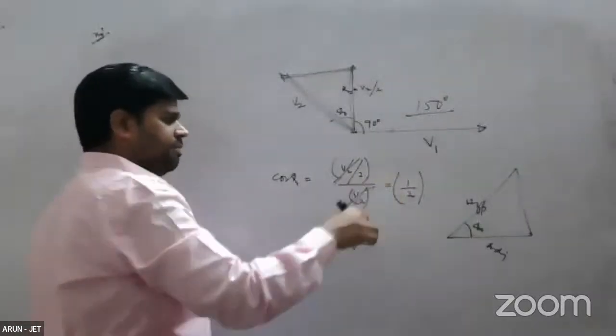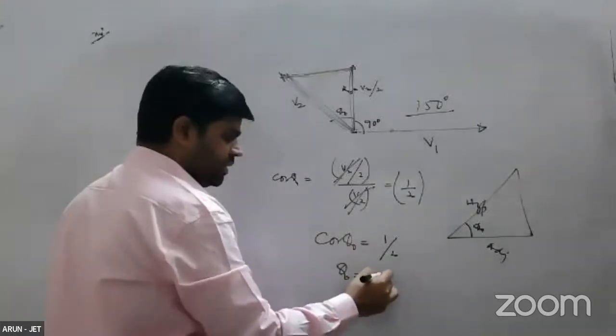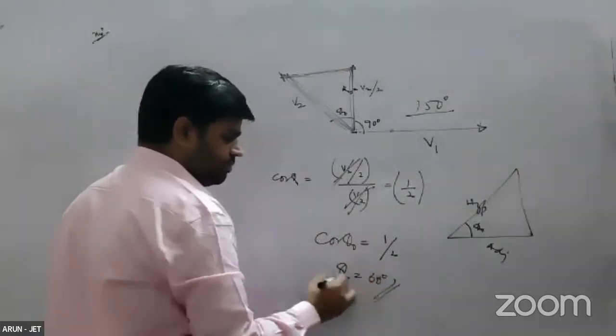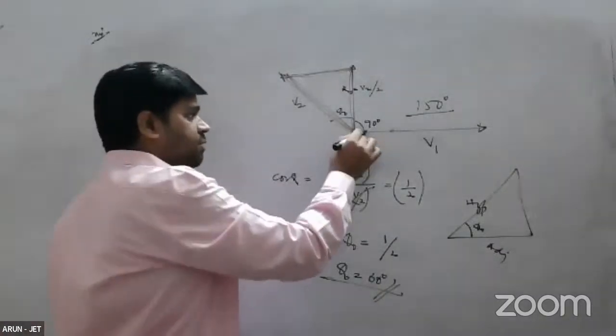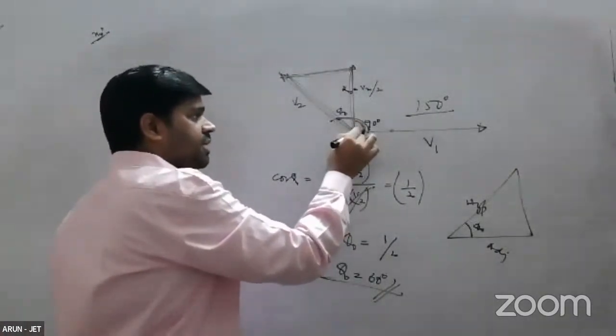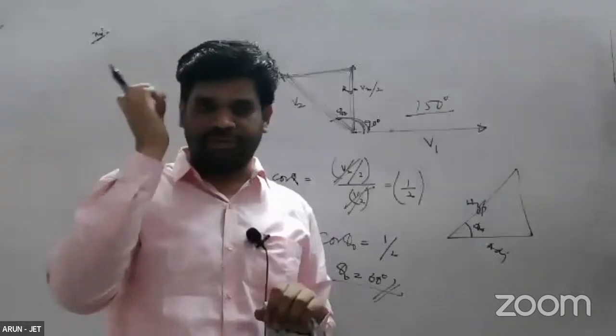So V2 gets cancelled out, I'll get 1 by 2. Theta is nothing but cos theta is 1 by 2. Theta is equal to 60 degrees. Now, if theta is 60, what is the angle between two vectors? It is not 60. It is 90 plus 60, 150. 150 degrees. Yeah, that's right. 150.